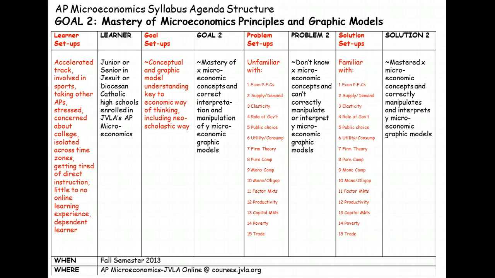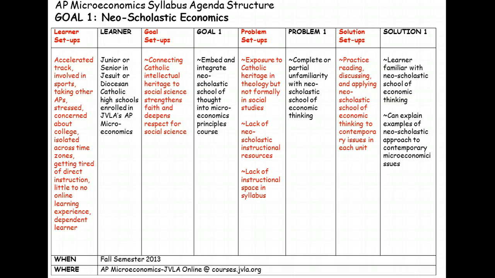So that's my completed syllabus agenda structure for AP Microeconomics. Well, some of it anyway. I thought a lot about what were the goals of AP Microeconomics. At one point I had about 4 or 5, sometimes even 6 goals. The three that I have now settled on, I squeezed all the goals down into three main ones.